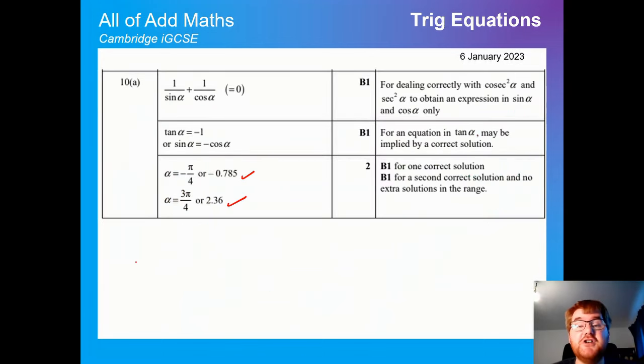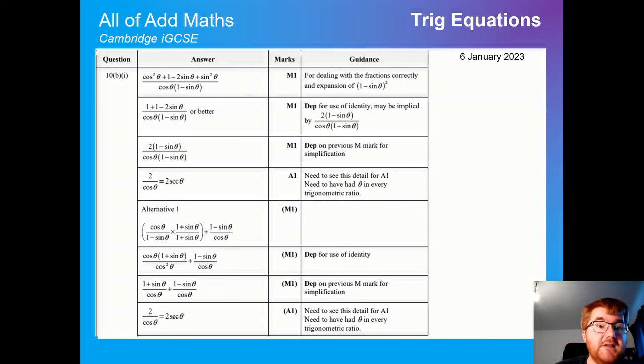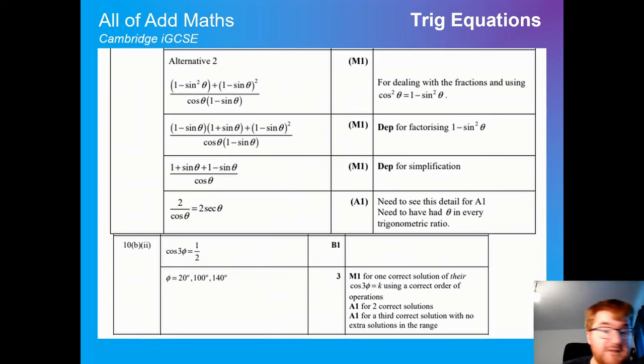Right, so you can check through the mark scheme here. So this was A that I showed you before. This is part B. Again, there's a couple of alternatives in terms of methods. I've taken the top method here in order to work it through, but you can see the alternatives down below. And another alternative as well, and then the last part of the question where we work out 20, 100, and 140. Right, on to our next question.